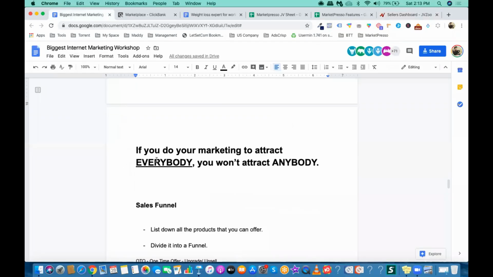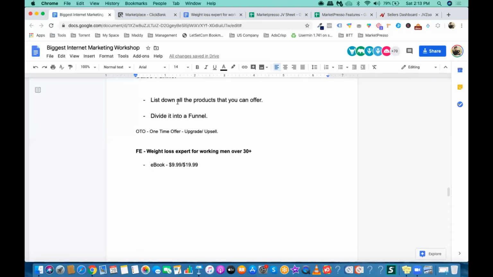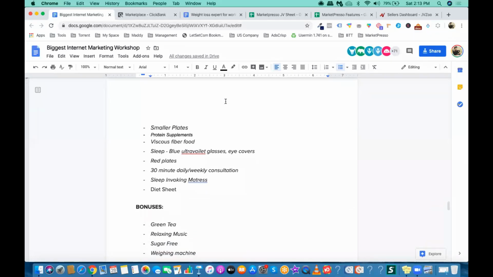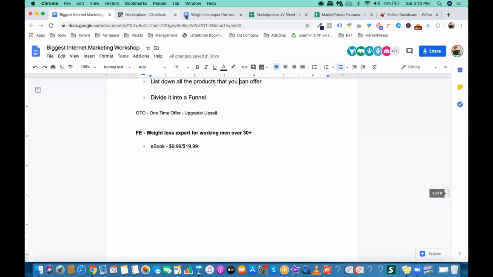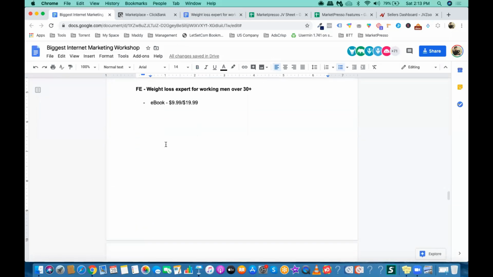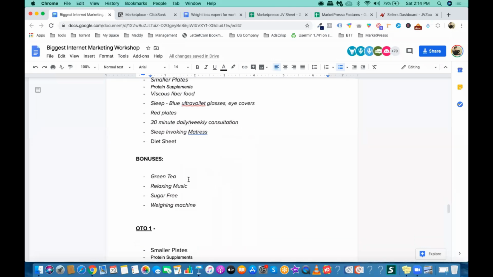I showed them the examples, and then we listed down all the products that we can offer. We figured out that since we are offering this ebook in which we are giving all this content, we can offer small plates. These are the kinds of products that we can offer in our funnel: small plates, fiber food, protein supplements, sleep products, red plates, 30 minute workout, daily consultation, sleep inducing mattress, diet sheet, and these are the bonuses that we can offer.